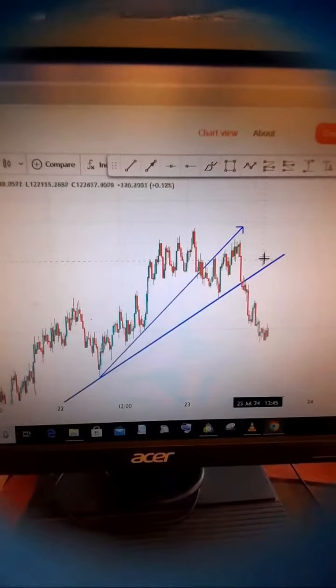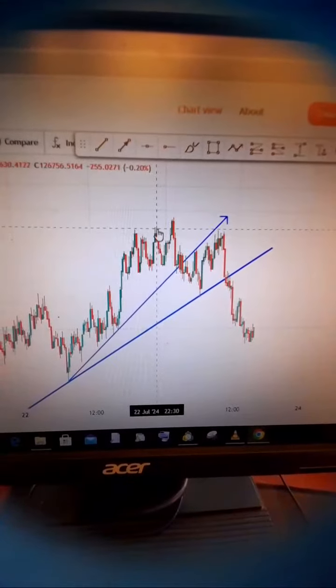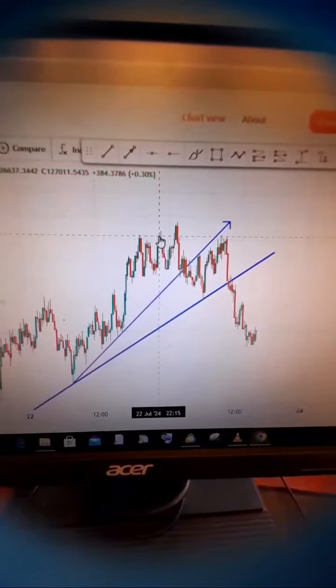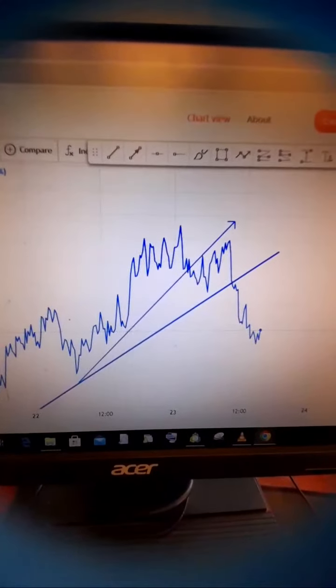So we have to look left. Do we have any zone here around? We can see we have this zone here. So we have to go to line chart.